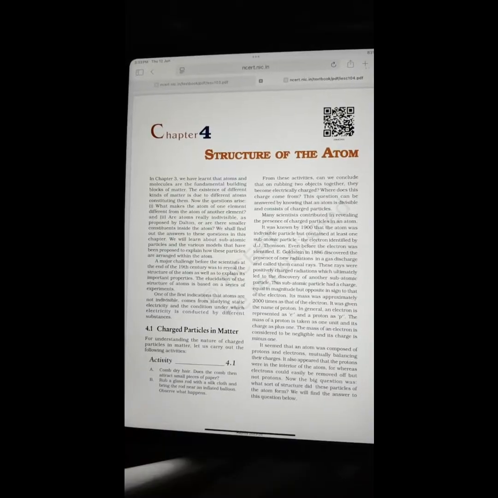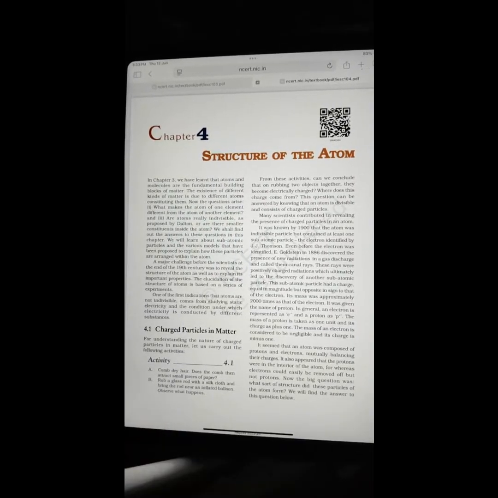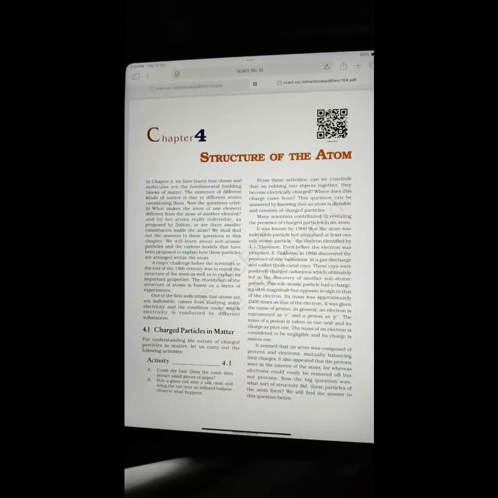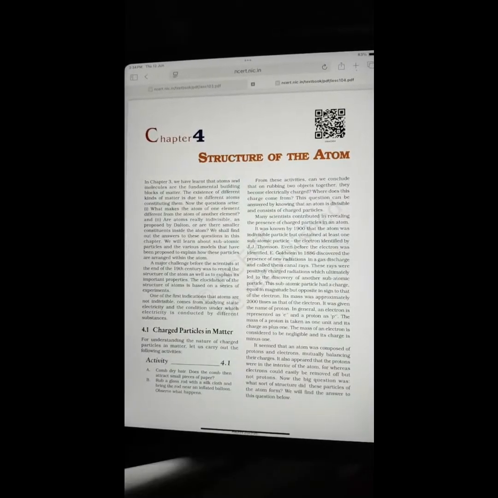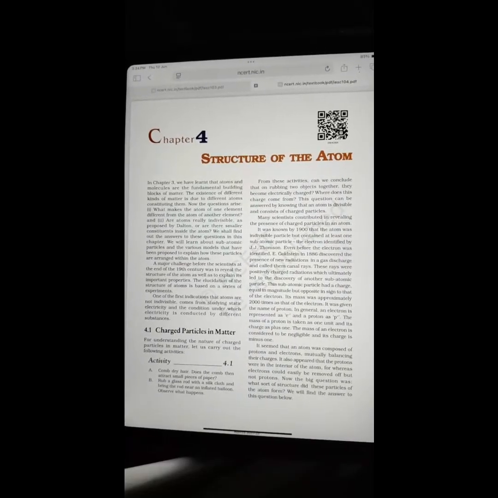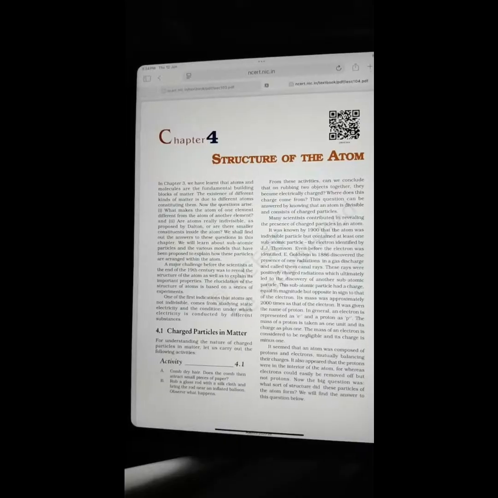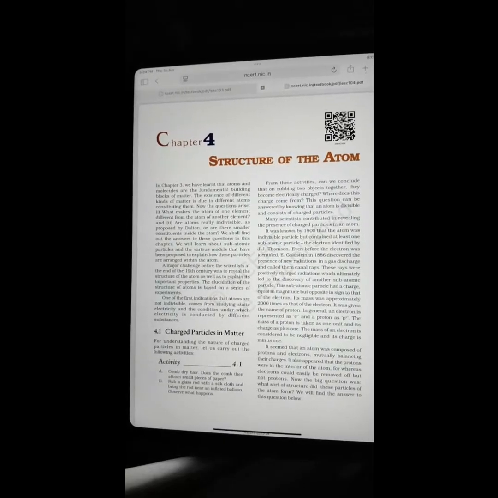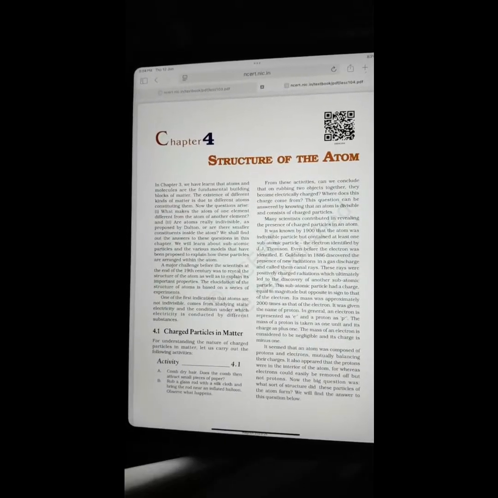In today's live, we will be reading the chapter number 4, Structure of the Atom from grade 9 NCERT. I hope the screen is visible to everybody. So let's start with chapter 4, the structure of the atom.